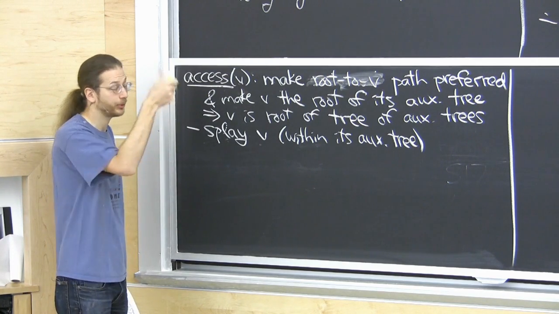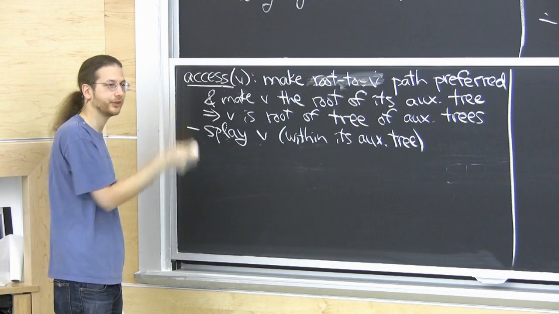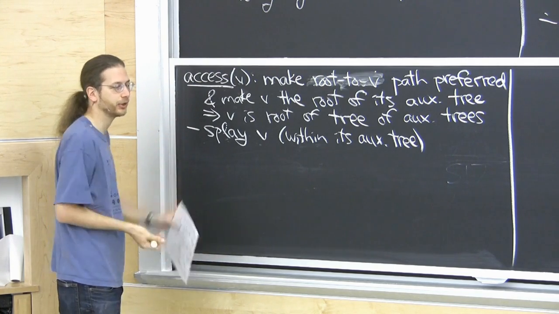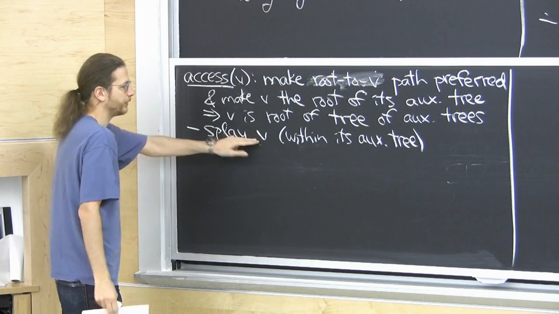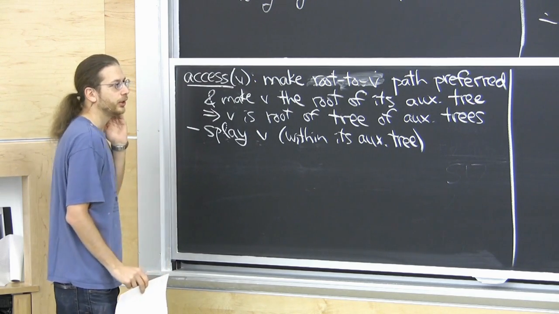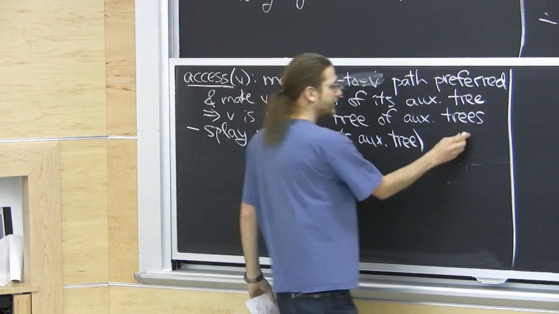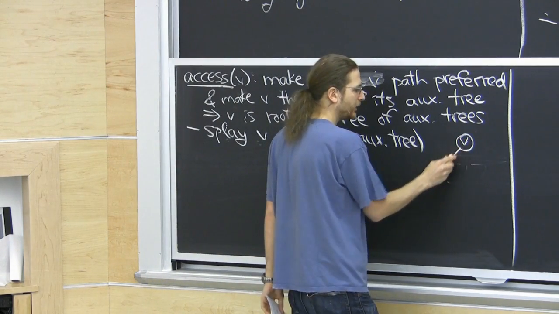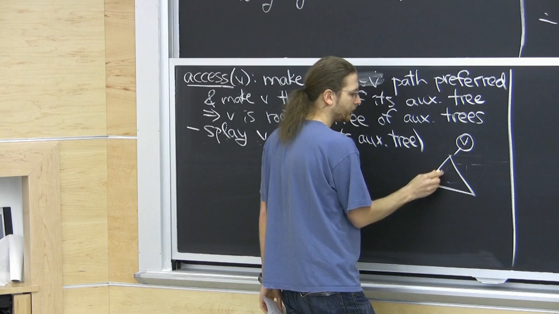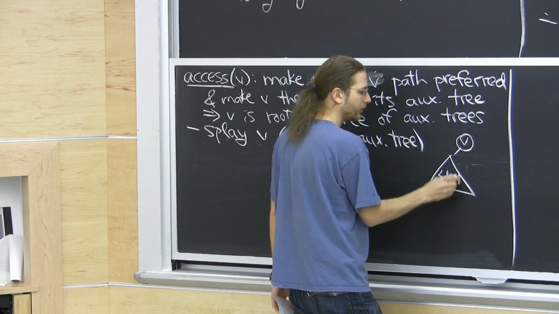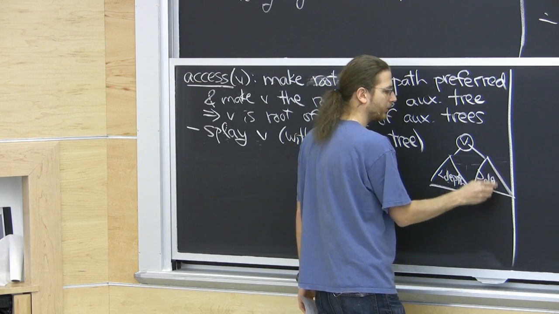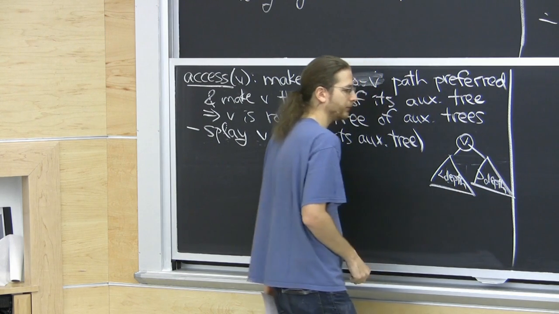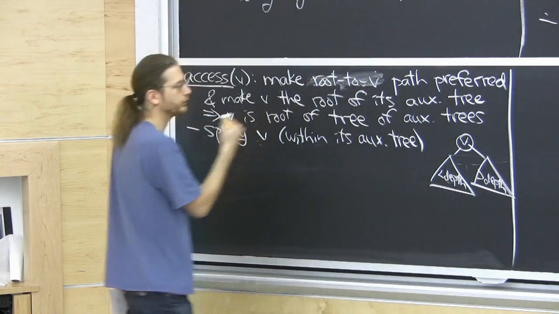So you may recall from lecture 6, there's zig case and zigzag case. You do some rotation, double rotation, whatever. In the end, maybe one more rotation, and then v becomes the root. So what does the picture look like? We've got v at the root of its aux tree. Then we've got things in the left subtree which have smaller depth, and then things in the right subtree which have bigger depth than v. So we just pulled v to the root.